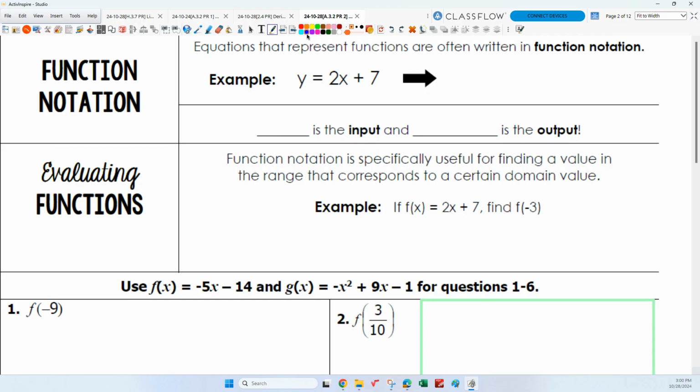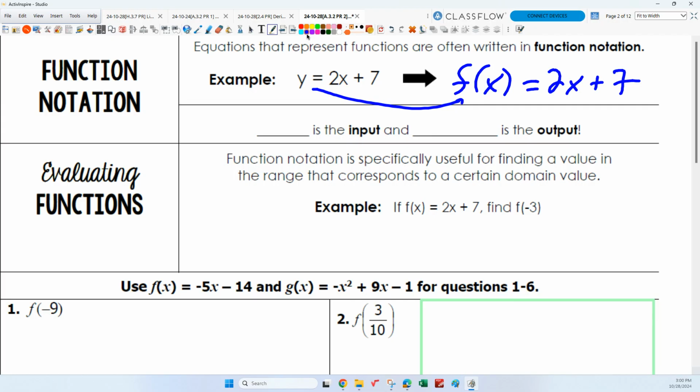So what would I do to change this equation, to put it in function notation? What's function notation? Instead of y, I use what? F of x. There you go. So I would just call this f of x instead of y, and it's the same. F of x equals 2x plus 7. And you've been saying since Algebra 1 that f of x is just a fancy name for y, right? It serves the same purpose. It's just a different notation.